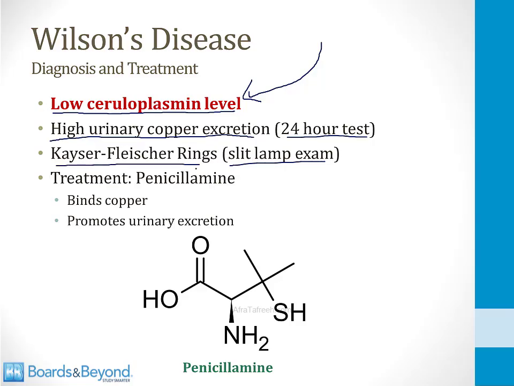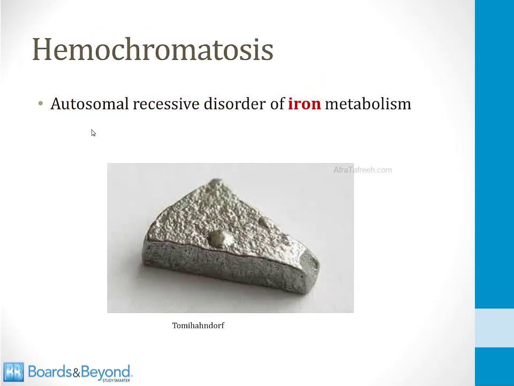The treatment is a drug called penicillamine. This is the structure of penicillamine shown on the screen here. It binds copper and promotes its excretion in the urine, and this will reduce the exposure of organs in the body to free copper. Now let's move on and talk about our second disorder, hemochromatosis.